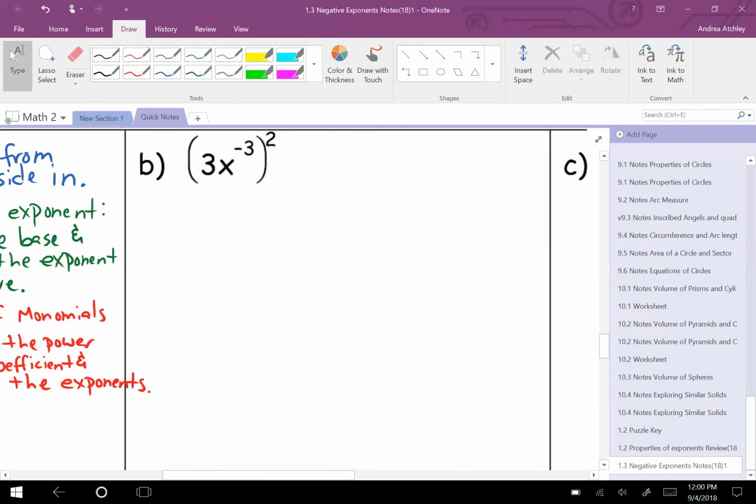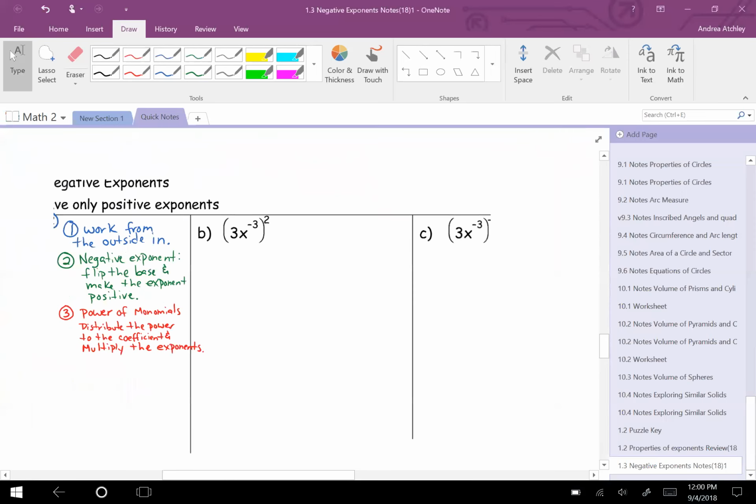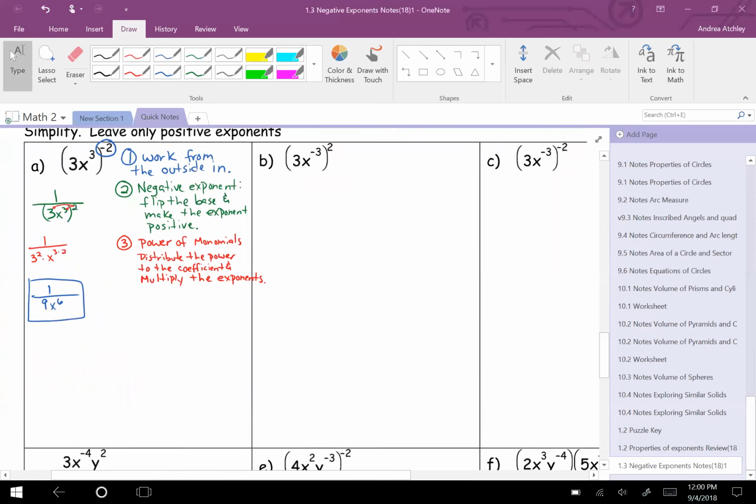Okay, this is very similar to one we just did. Can somebody identify the difference? Very good. This time the exponent inside the parentheses is negative and the one on the outside is positive. We're still going to work from our outside in. So this one I don't have to flip it first. I just have to distribute it first. So this time we're going to do the power of monomials.